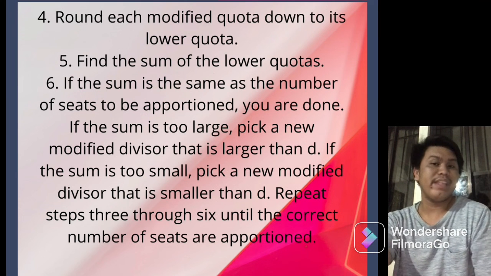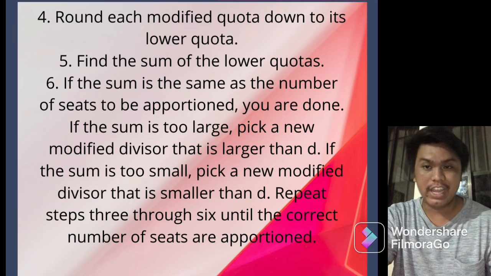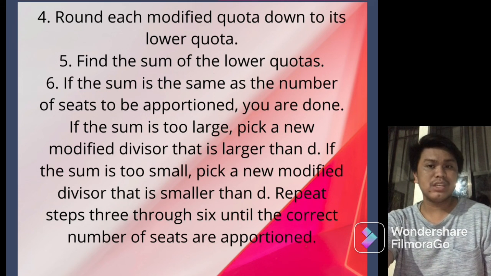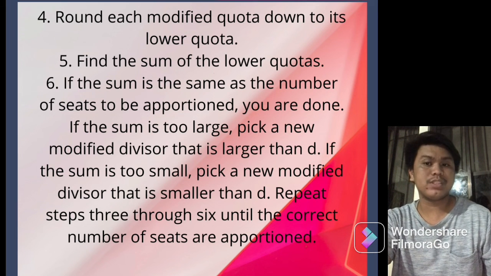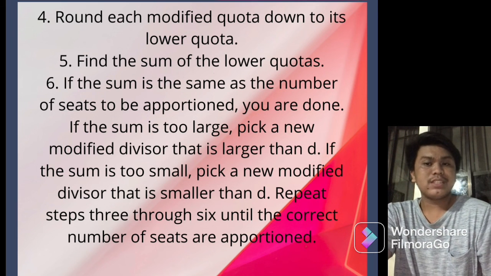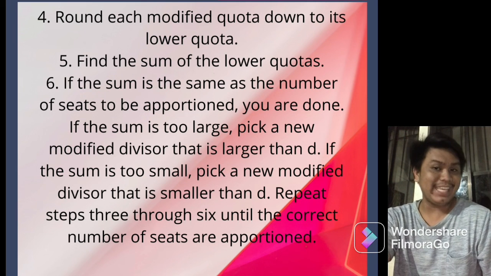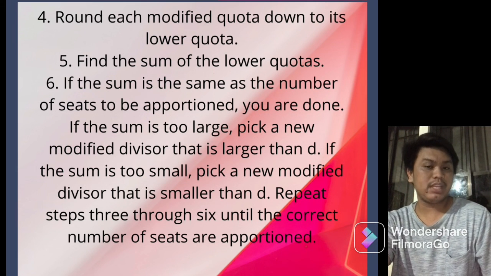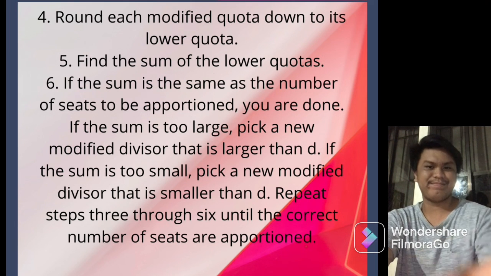And number 6, if the sum is the same as the number of seats to be apportioned, then you are done. If the sum is too large, pick a new modified divisor that is larger than letter D, or our standard divisor. Now, if the sum is too small, pick a new modified divisor that is smaller than D. Then repeat steps 3 through 6 until the correct number of seats is apportioned.